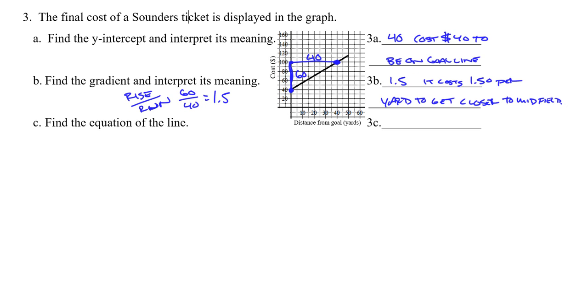Okay. And I was pretty lenient on this because I realized that I did not communicate this problem as well as I thought I did. So I was pretty lenient on that. But, and then last part, C, find the equation of the line.